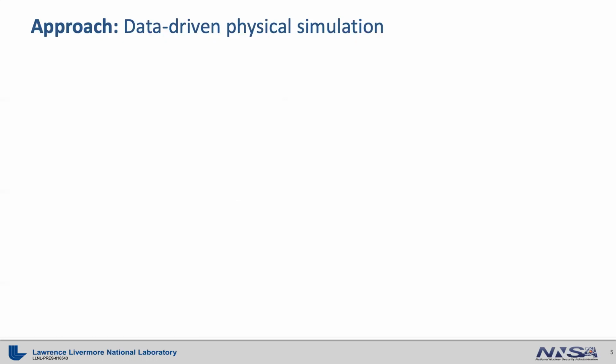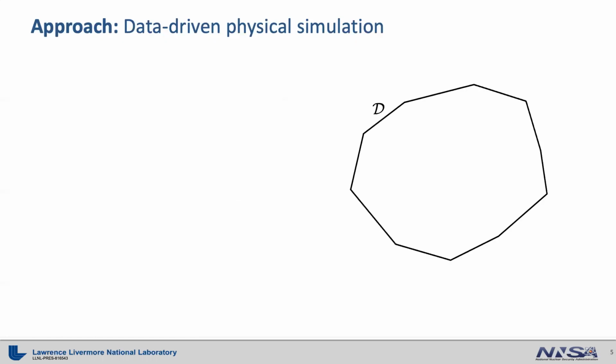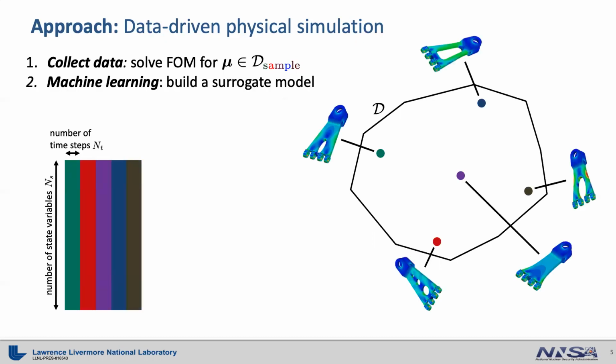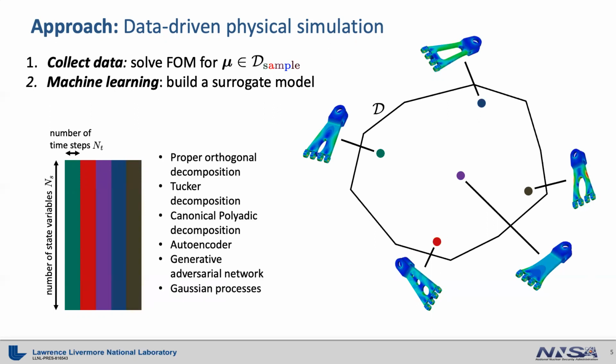A surrogate model can be built by first considering a parameter space D. The parameter space can be initial condition, boundary condition, or material properties of climate modeling, for example. Then you collect data by solving the full order model for several sample points. Then you apply machine learning techniques to build a surrogate model. Various machine learning techniques are available as listed here: proper orthogonal decomposition, canonical polyadic decomposition, Gaussian process, generative adversarial network, etc.